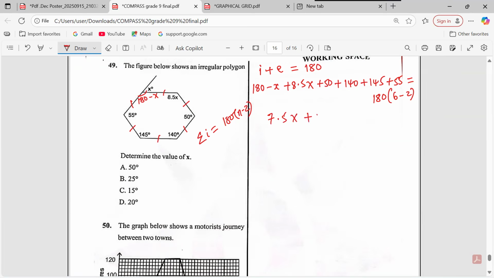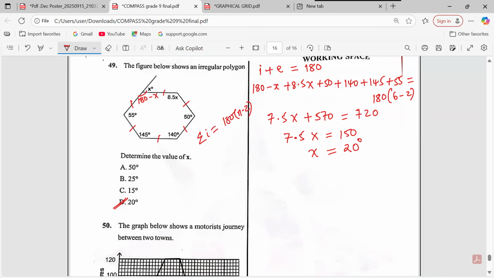And when we add up everything else, 570. This is equal to 720. Grouping terms will leave us with 7.5x here. And on this side, 150. So how do I remain with x? I divide by 7.5, giving me exactly 20. So that becomes the right choice.